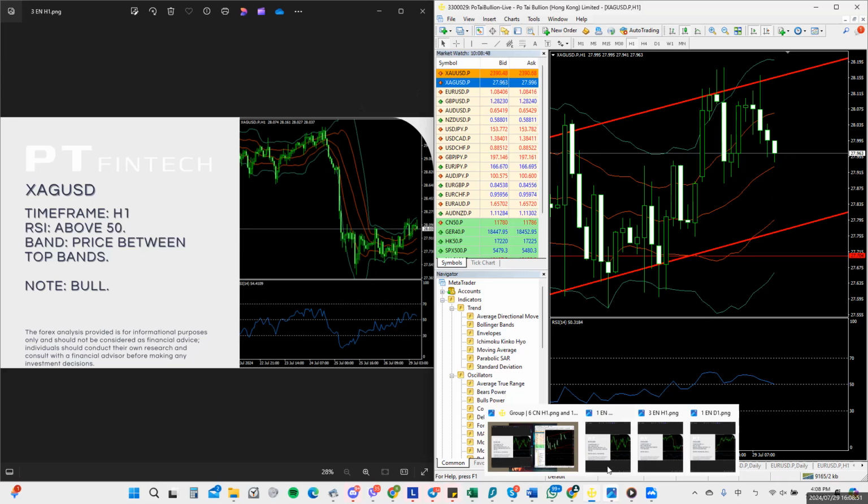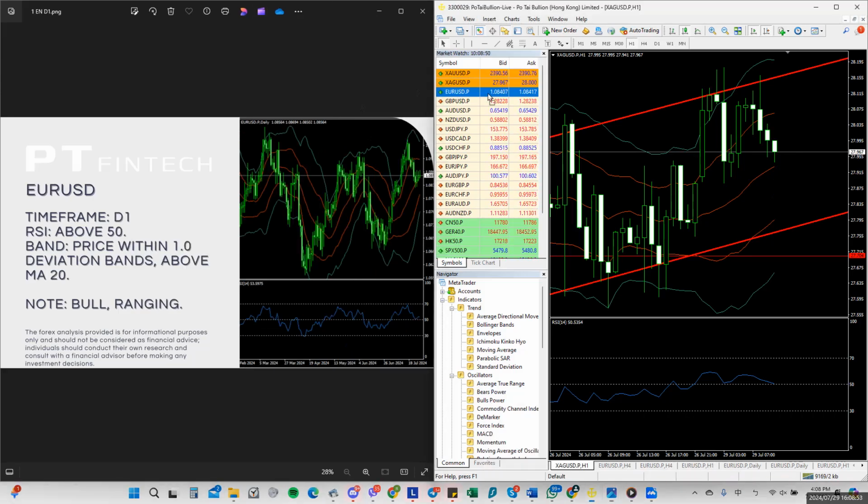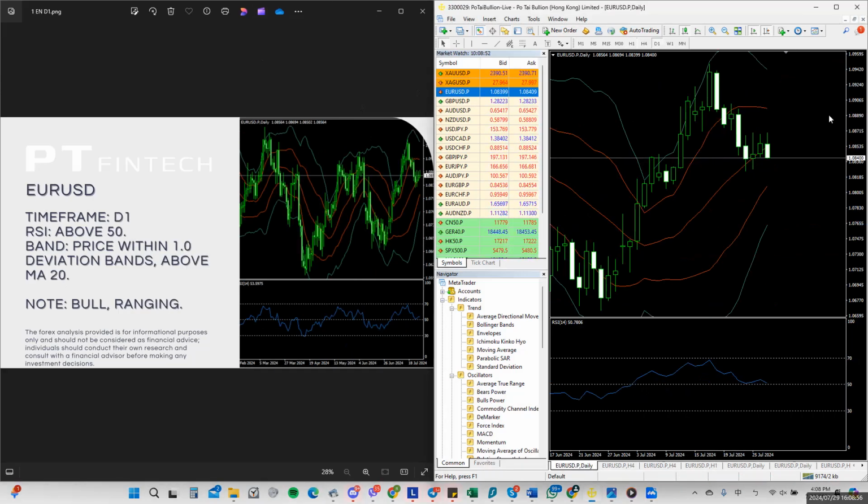Next instrument to check out, Euro USD. Okay, so for Euro USD on D1, what do we see? RSI is right now above 50. Well, it's at 50. Same thing as we know, when it's at 50, it basically means that the market is ranging. Okay, and then the bands, price within 1.0 deviation bands. It's not above MA20 anymore.